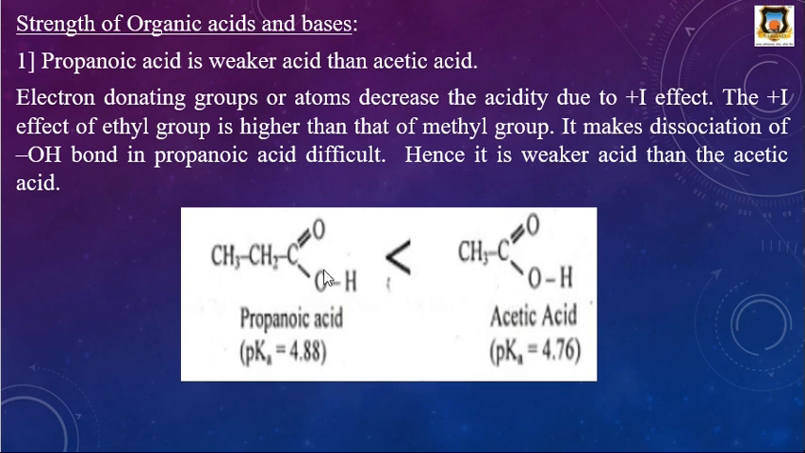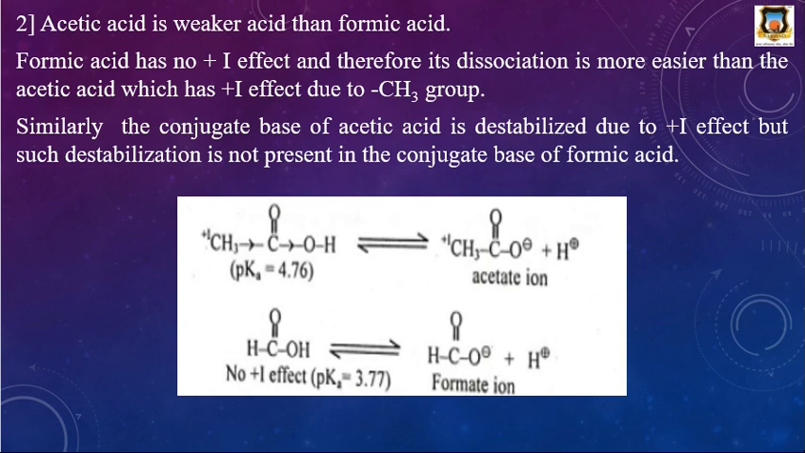Second, the conjugate base formed after the dissociation. The conjugate base of propanoic acid is more destabilized due to more plus I effect of this ethyl group than methyl group. Therefore, propanoic acid is weaker acid than the acetic acid. Then the second example is, acetic acid is weaker acid than formic acid.